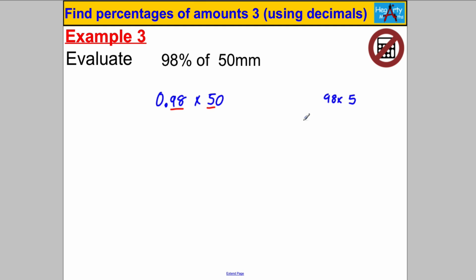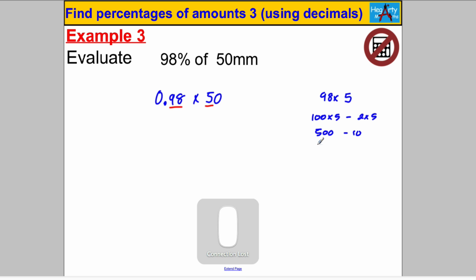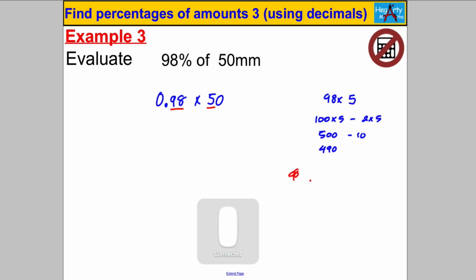So what I'm going to do with that, I'm actually going to use the distributive law again and say that's 100 fives take away 2 fives, isn't it? 98 fives is 100 fives take away 2 fives. And 100 fives is 500, 2 fives is equal to 10, so 500 take away 10 is going to equal 490. So that was quite neat, wasn't it? So let's write that fact down that we know. The fact that we know down is that 98 multiplied by 5 is equal to 490.